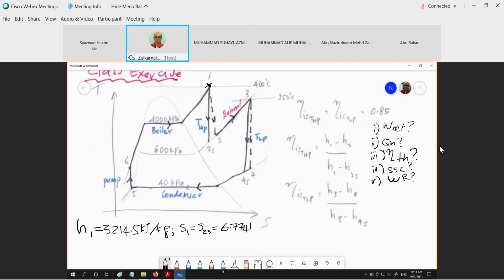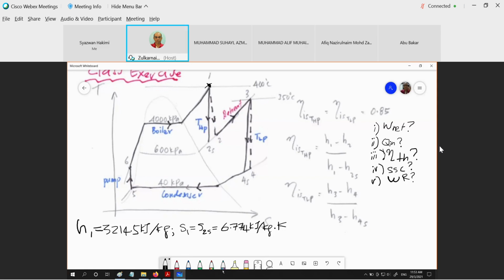6.7714 kilojoule over kilogram. Guys, please, when you put any value, there must be a unit. Okay, don't leave out the unit. Okay? Next, what are we going to do?